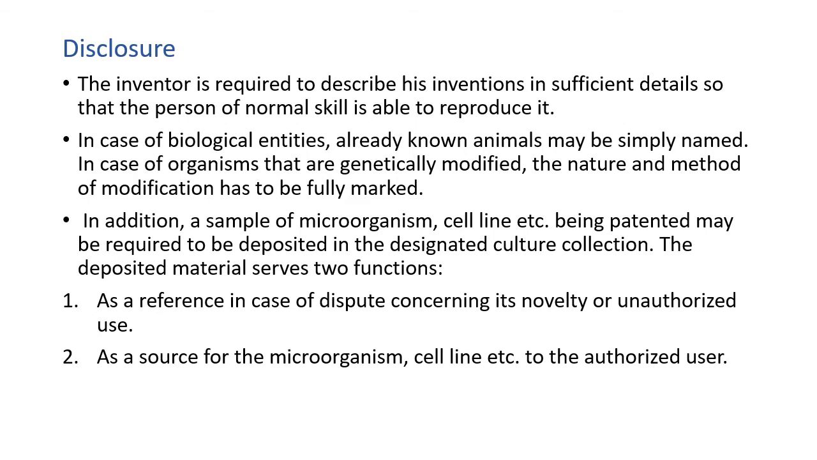Now, the final requirement for the patent, that is disclosure. Disclosure means the inventor is required to describe his invention in sufficient detail so that a person of normal skill is able to reproduce it. So the inventor must be able to convey his ideas to others in simple terms. And if the invention involves a biological entity that is already known, the animal may be simply named, so it will be easy to understand. There is no need to use scientific terms. If the animal is already known, then we can simply name it using the common name.